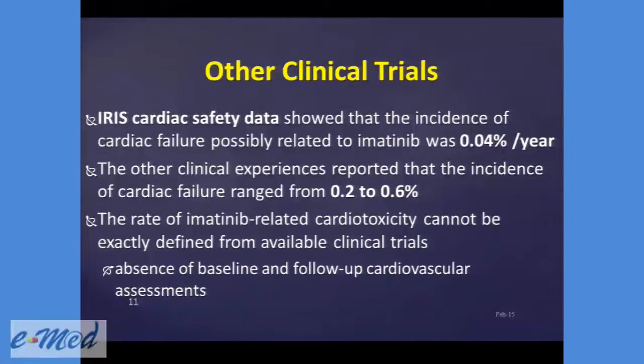Other large clinical cohorts, including the IRIS trial, which is the largest and most established trial for imatinib first line in CML, could not support an imatinib-related cardiotoxicity, and the reported rate of this adverse event in these trials was less than 1%.